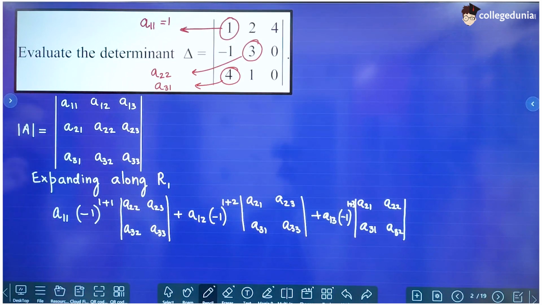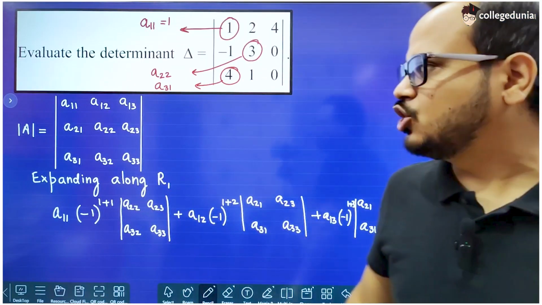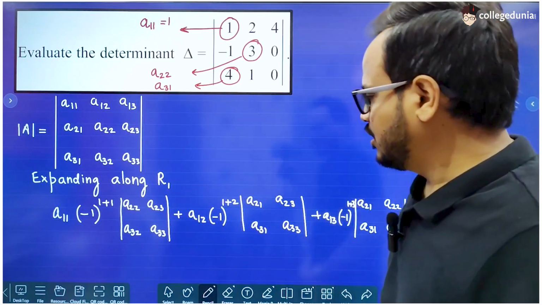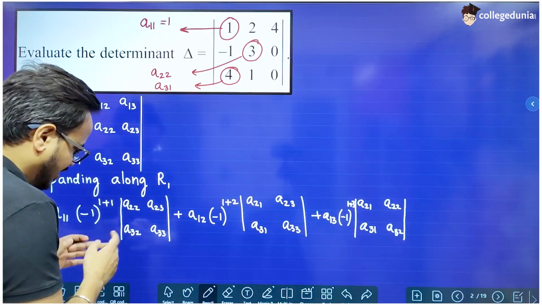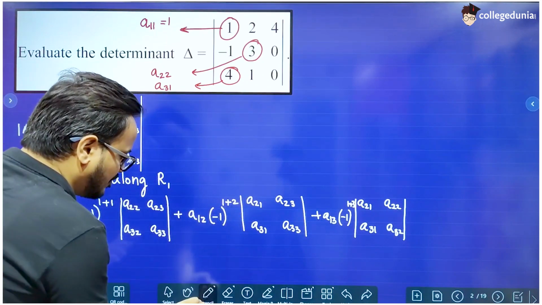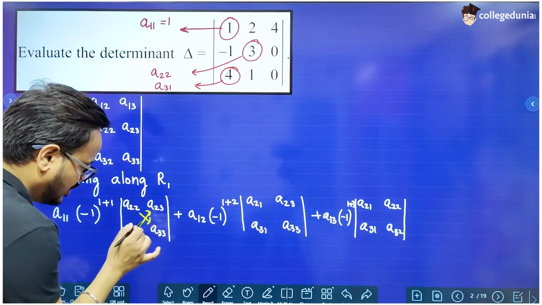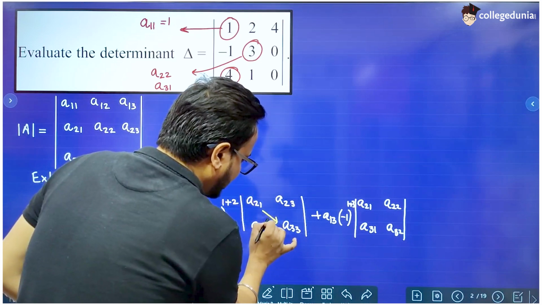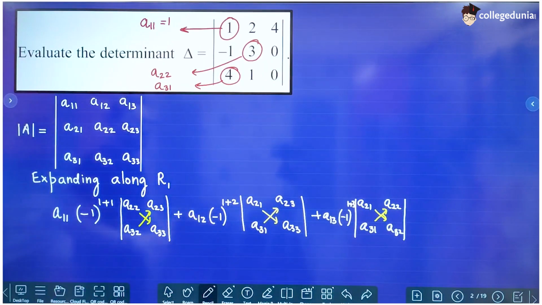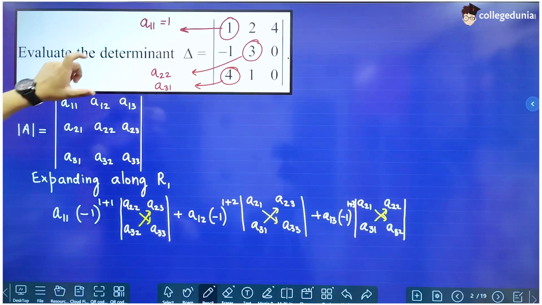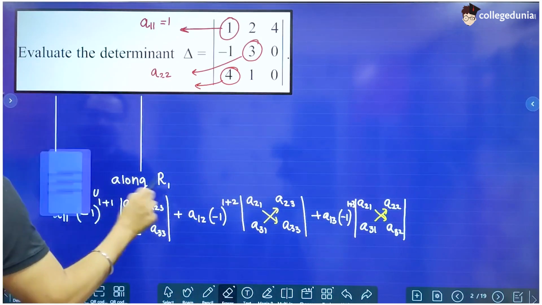So you can choose any row or any column and you can apply this procedure to find the determinant of this 3 by 3 matrix. After this, these are 2 by 2 determinants, so you will expand them as we have learned: this into this minus this into this, this into this minus this into this, this into this minus this into this, right? So we will see using this example how we can find the value of a 3 by 3 determinant.